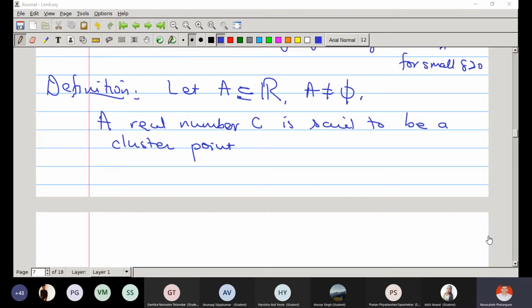So please keep your mic off. Gitika, keep your mic off.